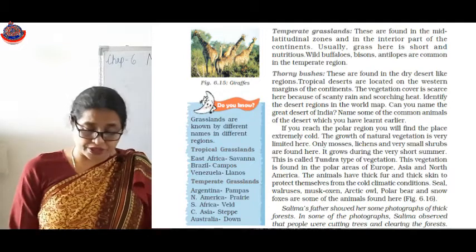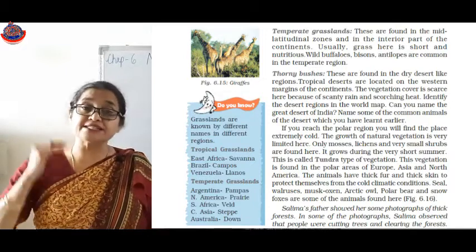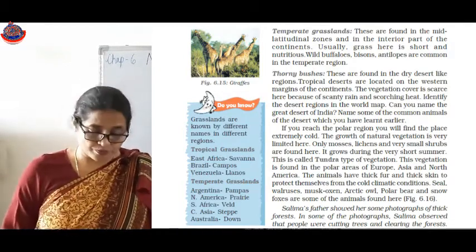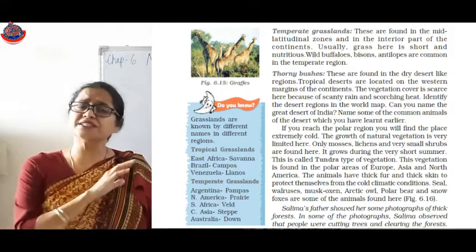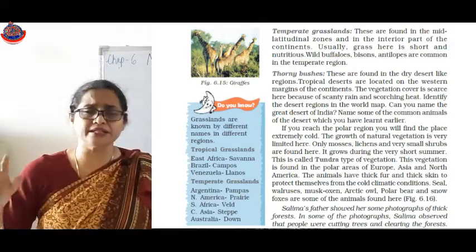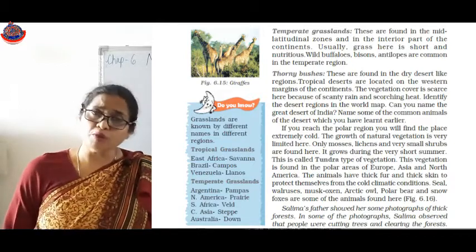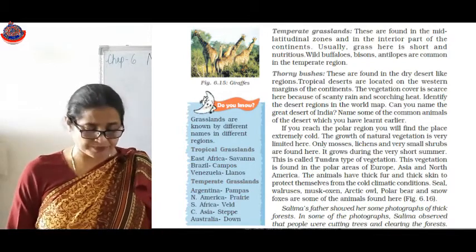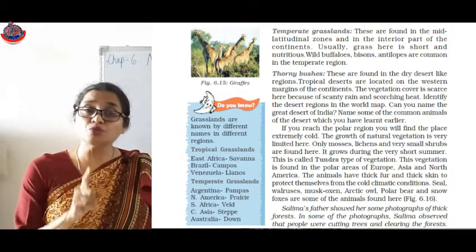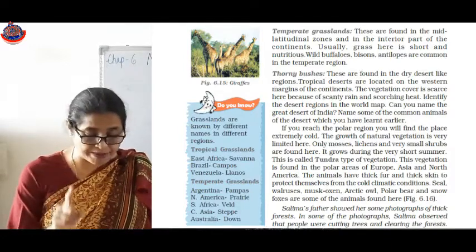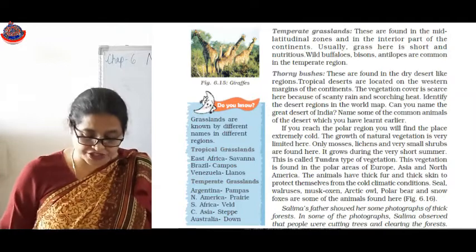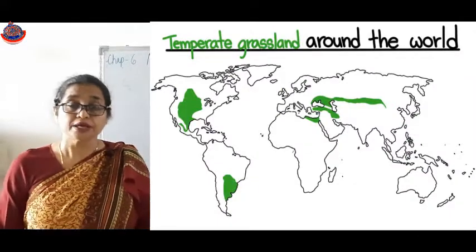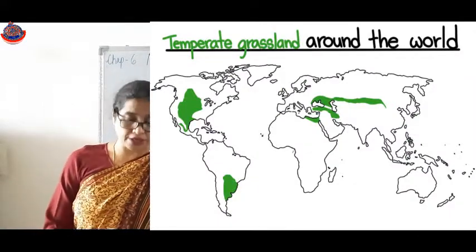If you reach the polar region, you will find the place extremely cold. The reason is because the temperature is very low. The growth of natural vegetation is very limited here. Hardly anything grows there. Only mosses, lichens and very small shrubs are found here. They are also called the tundra type of vegetation. Remember, the tundra type of vegetation. This vegetation is found in the polar areas of Europe, Asia and North America.